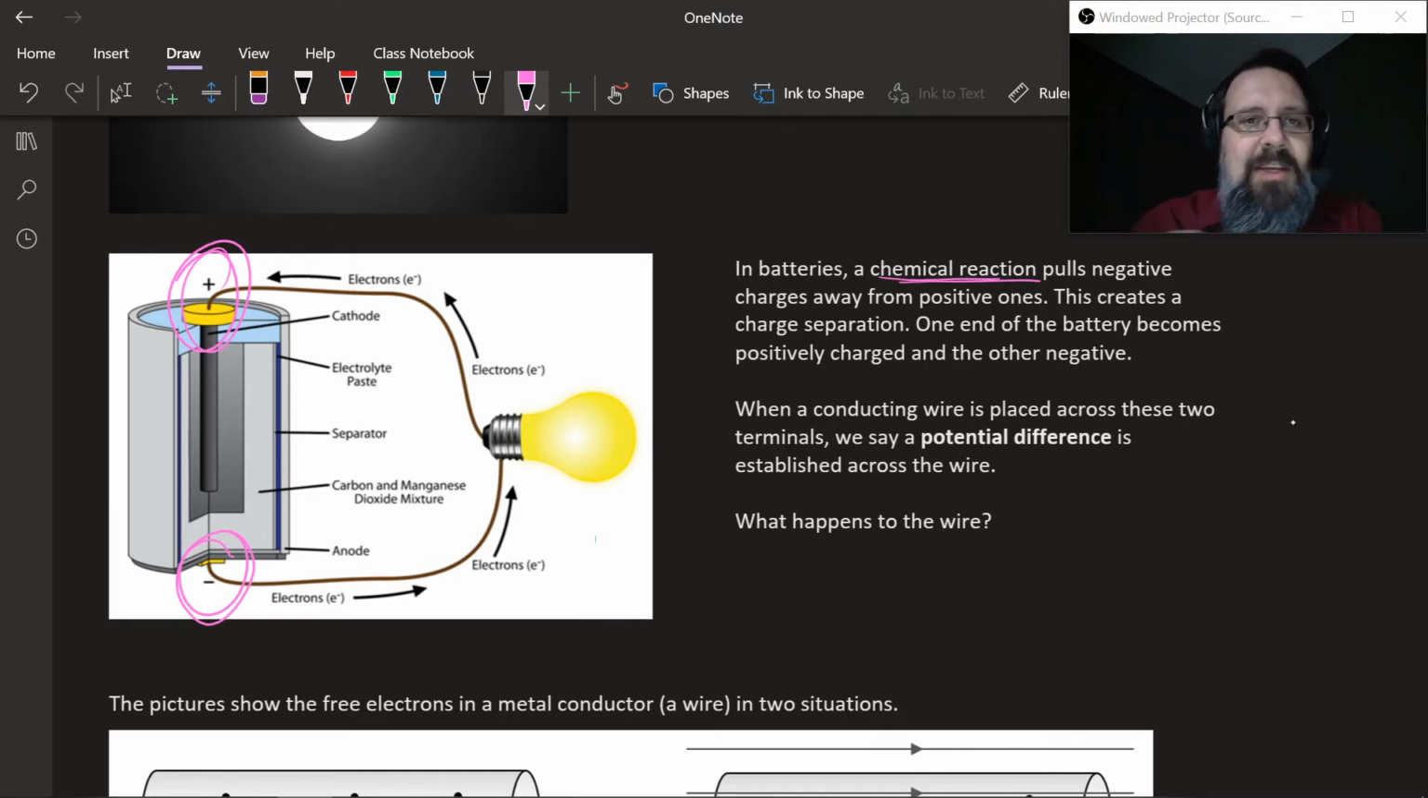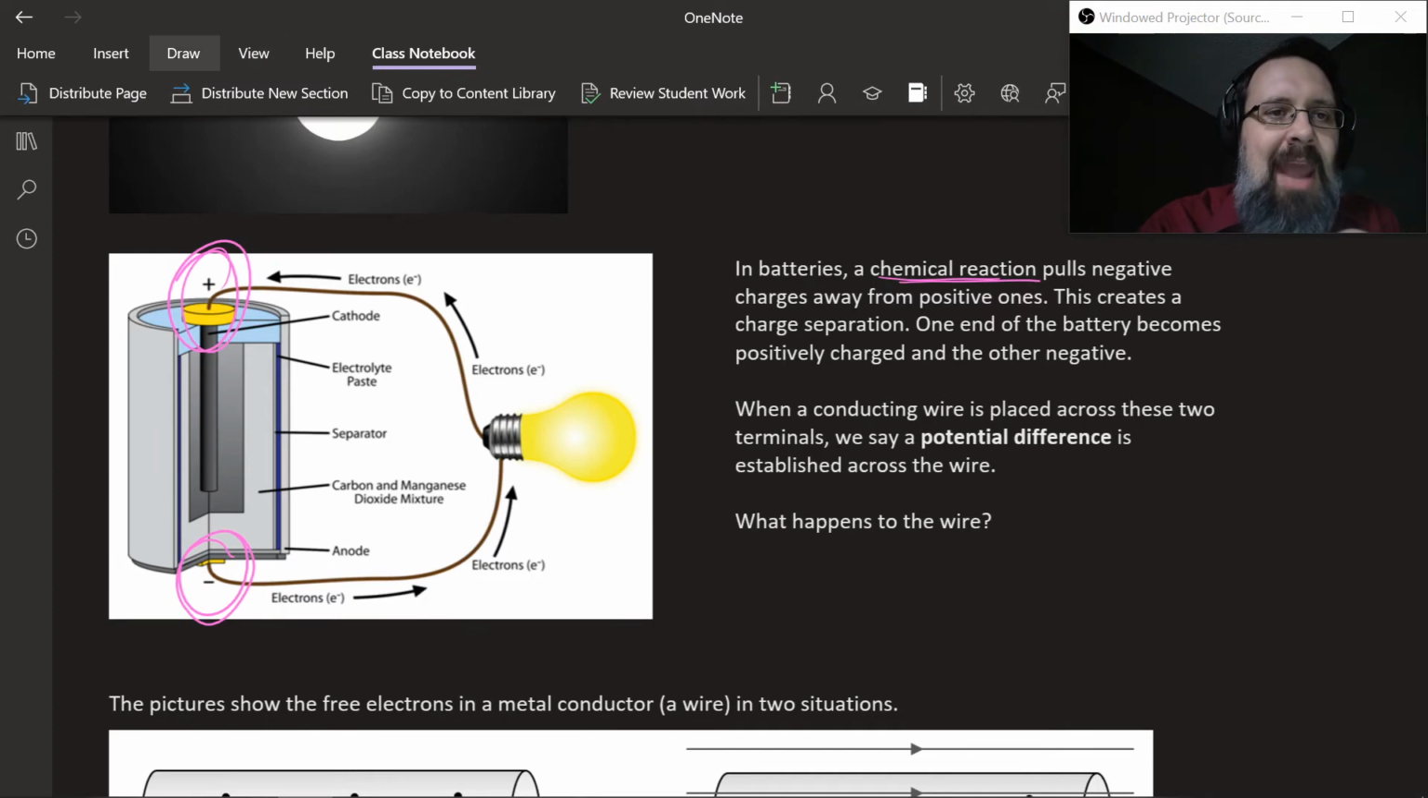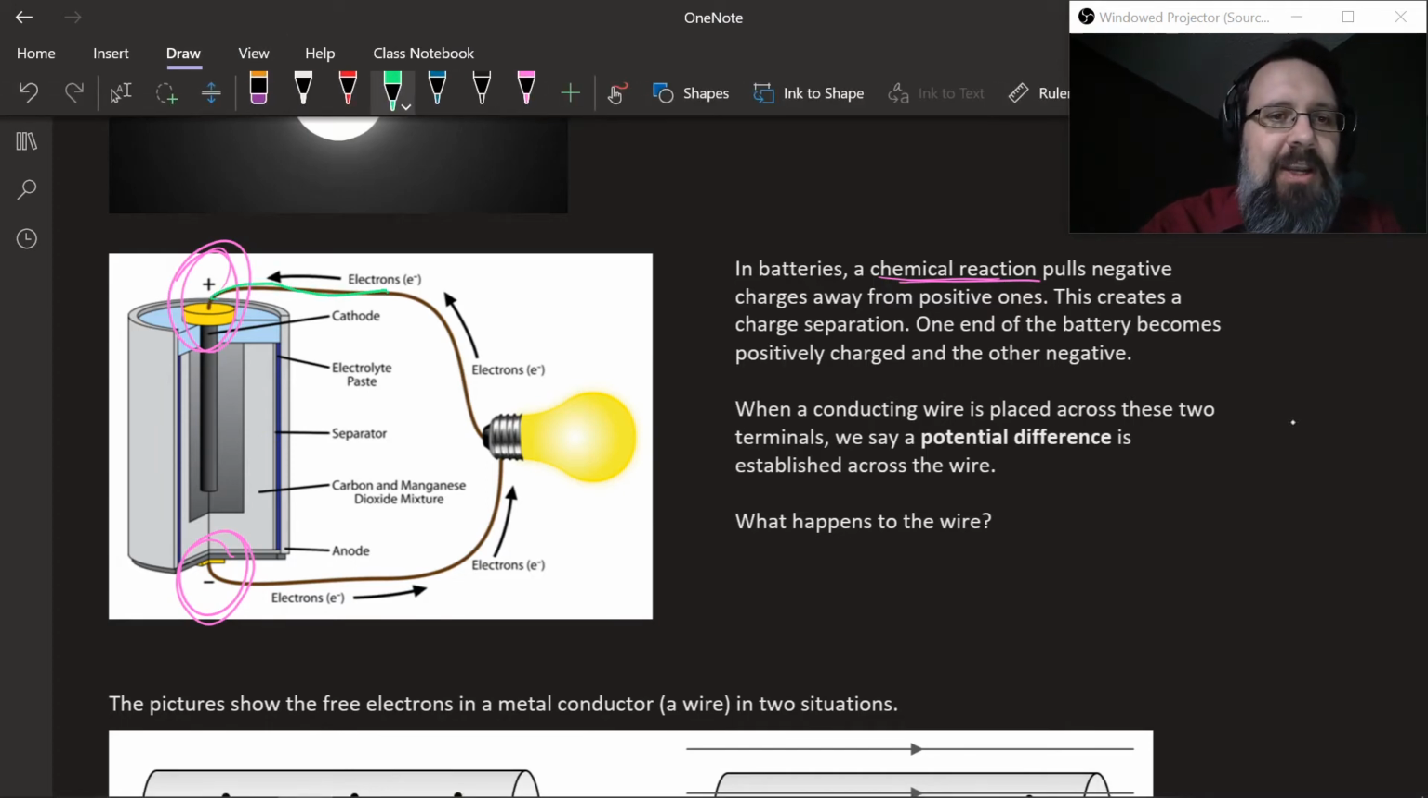So my question is, what happens if we take a wire? That's what you're seeing here. What happens if we take a wire and connect the wire? Now, wires are conducting materials. What happens if we connect the wire across the terminals of this battery? Do you guys know what happens?